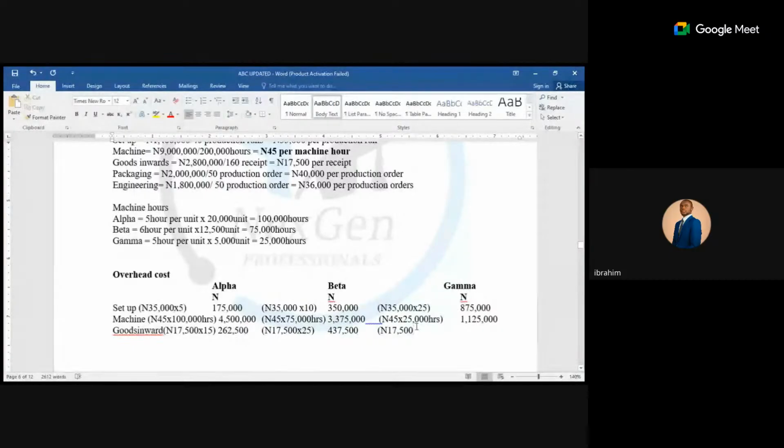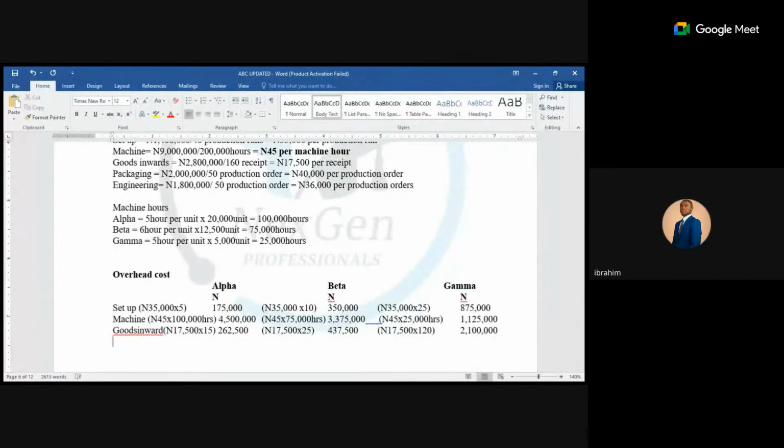That's fine. 120. So what is the component receipt? 120. So what do we have here? 2,100,000 naira, right?